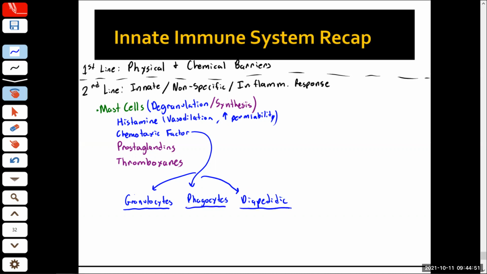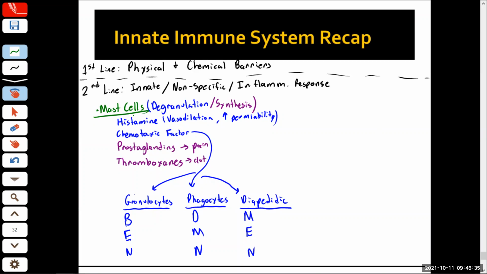What was the acronym for granulocytes? Ben. Phagocytes? Diabetic. Yeah. So eventually, all of these cells will show up. First are the neutrophils and the eosinophils. There's just not an easy way to draw that. Prostaglandins, why are those important? They cause pain. Thromboxanes, I'm just going to say clot. All of that because of your mast cells.